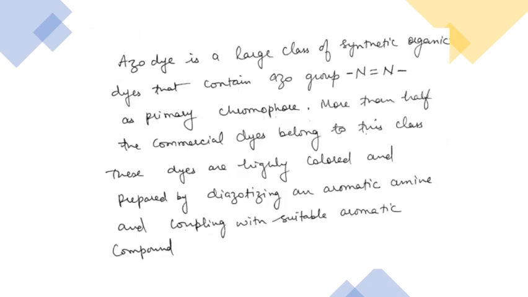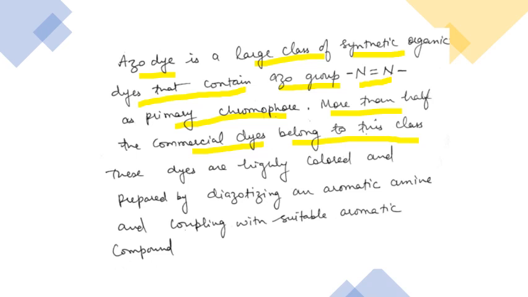So let's see, one type of dye on the basis of this classification is the azo dye, and it is a large class of synthetic organic dyes that contain the azo group. The chemical composition group is the azo group, that is N double bond N, as a primary chromophore which is responsible for the color. More than half of the commercial dyes belong to this class of dye.